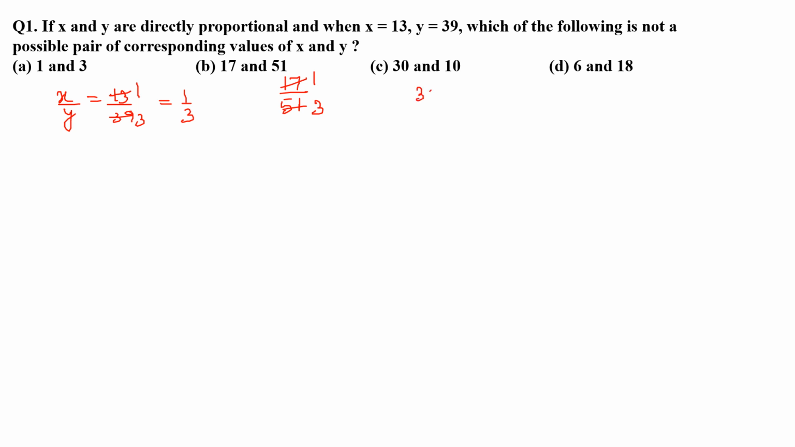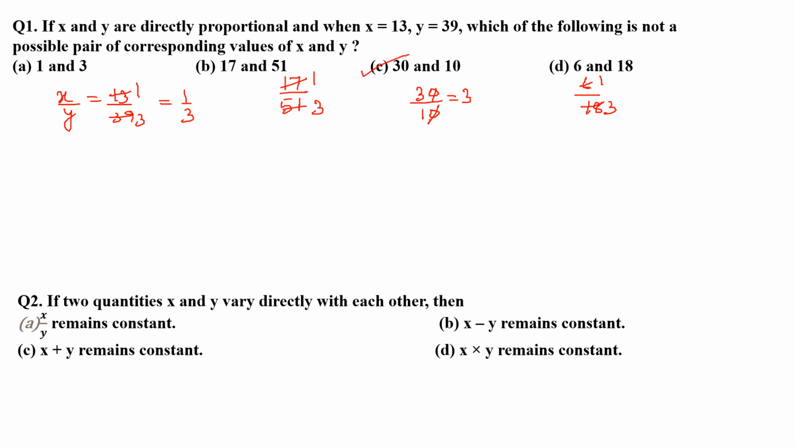Now here in case C, x by y is 30 by 10 and this is coming as 3. And in the D case, 6 by 18, this is again 1 by 3. So from here I can see that in option C, I am not getting my ratio as 1 by 3. So the answer will be option C.